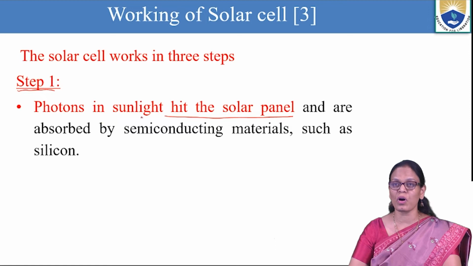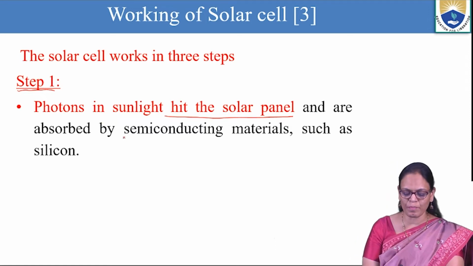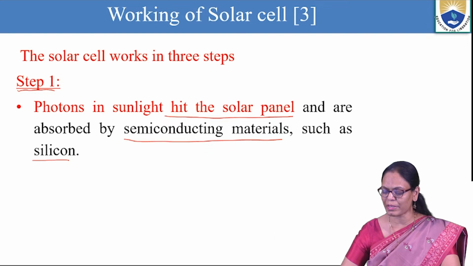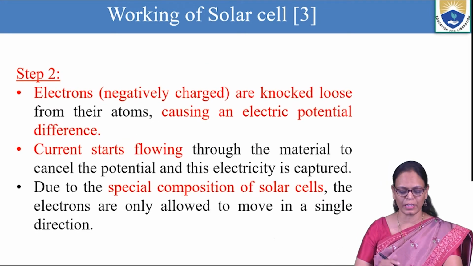So when photons in the sunlight hit the solar panel, they are absorbed by the semiconducting materials such as silicon. We are using these p-type and n-type semiconducting materials. So they are absorbed by the semiconducting materials.